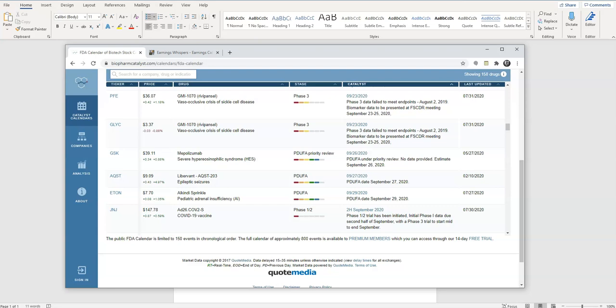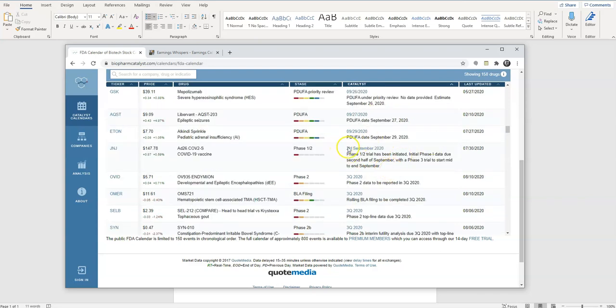But there's a couple things that I like to look for as I do this. One, they have to have a specific date. Okay, September 29th, that's good. They tell you exactly when they're going to report this data. Now, if we get second half of September, we don't know when that's going to be. We have no clue. It could be Monday, Tuesday, Wednesday, Thursday. Who knows? I like to have a specific date.